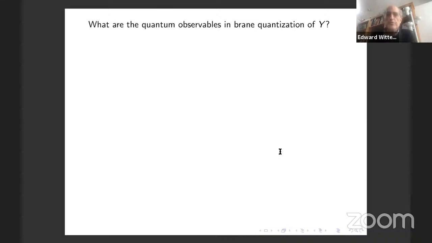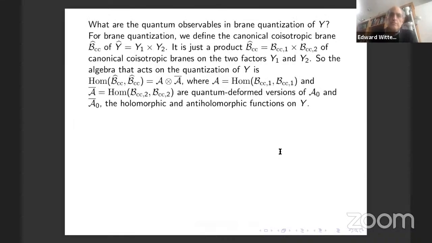What are the quantum observables in brane quantization? Well, for brane quantization, we define the canonical coisotropic brane B hat CC of the product Y hat. It's just a product of canonical coisotropic branes on the two factors. So the algebra that acts will be a product A tensor A bar, where A is Hom on the first factor and A bar is Hom on the second factor. These are quantum deformed versions of A0 and A0 bar, the holomorphic and anti-holomorphic functions on Y.